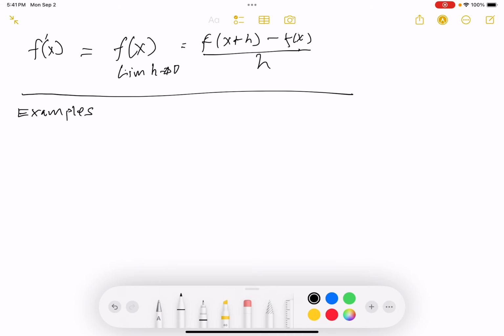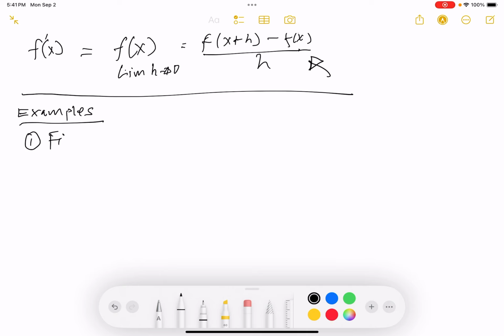I just want to mention that if you are not familiar with finding derivatives using first principles, you can go back and watch my previous video, where I did talk about that. In this one, I'm going to show some examples. Example 1.